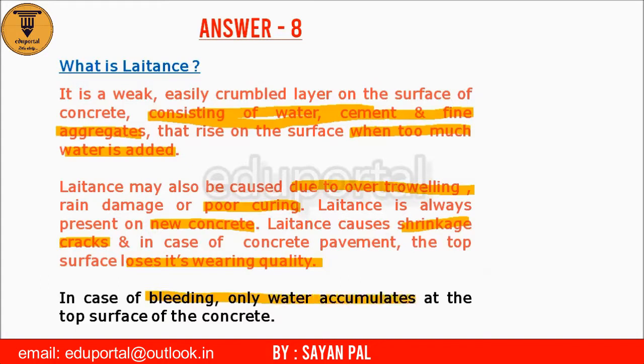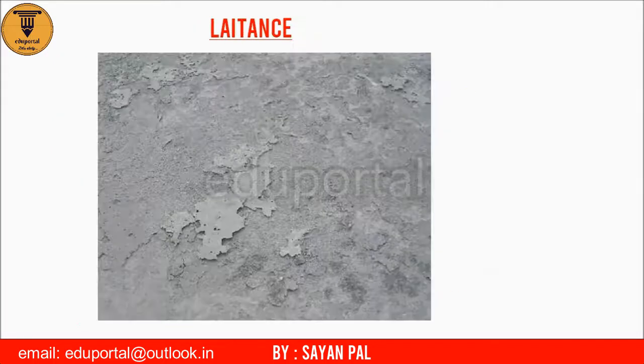In case of bleeding, only water accumulates on the top of the surface, but laitance consists of water, cement, and fine aggregate. Both come on the surface of the concrete, but laitance consists of water, cement, and fine aggregate, whereas in bleeding only water accumulates on the surface. Now we will see its picture. This is laitance. You can see the easily crumbled layer. This is called laitance.